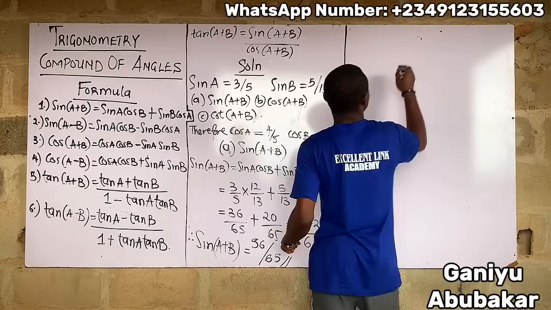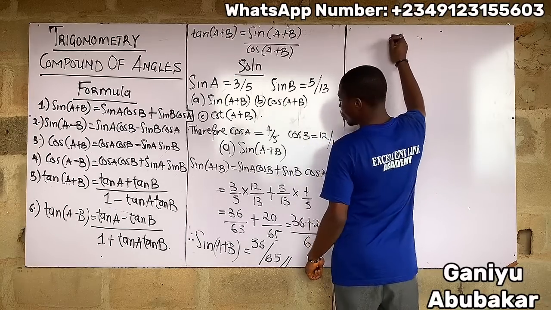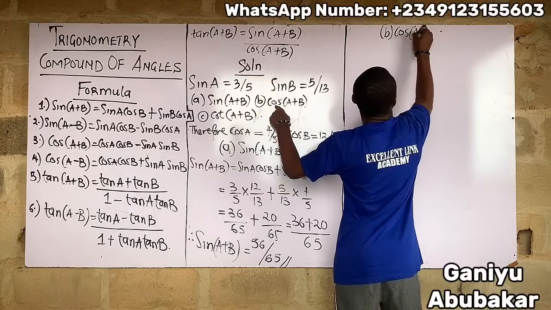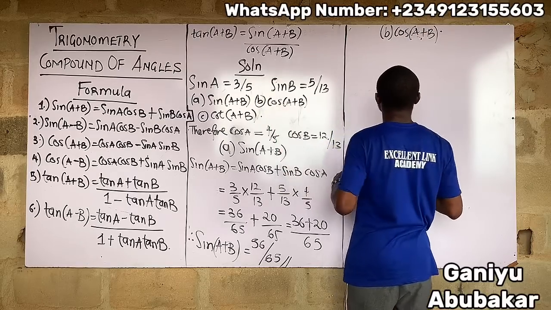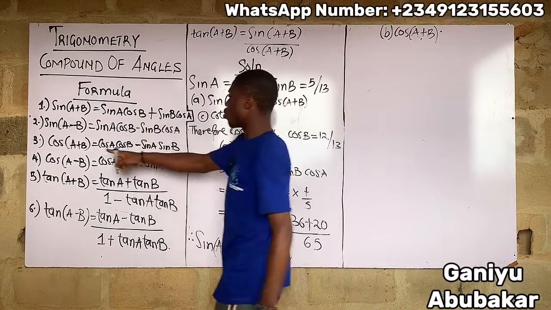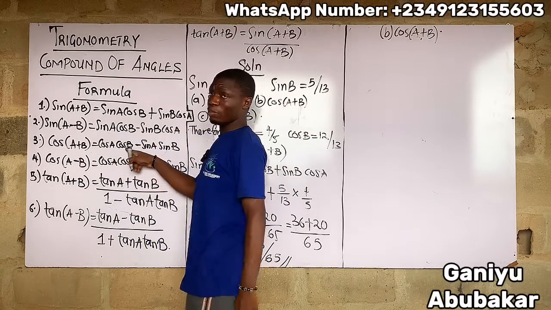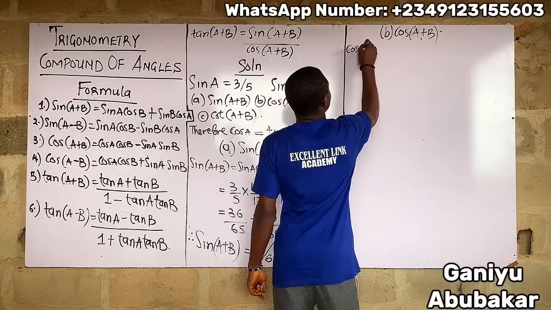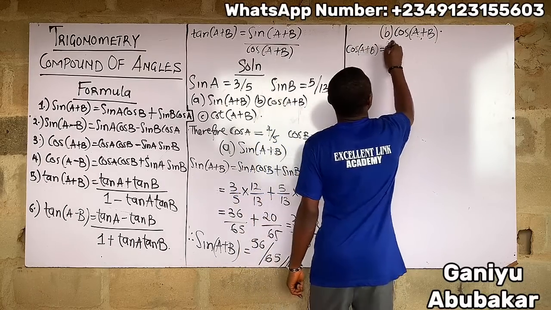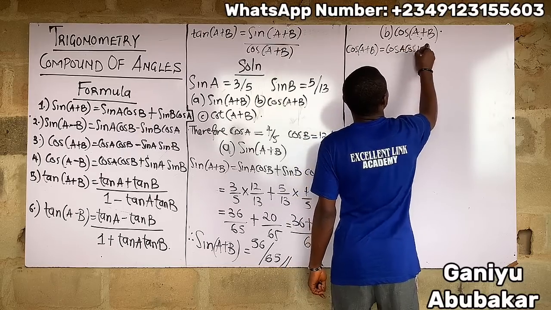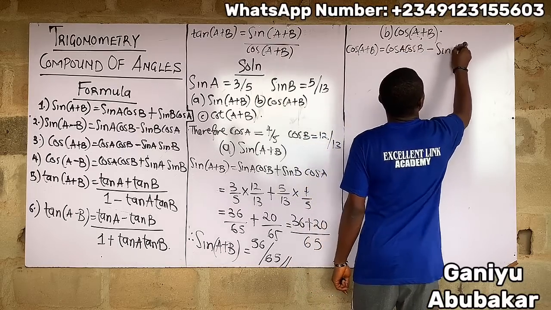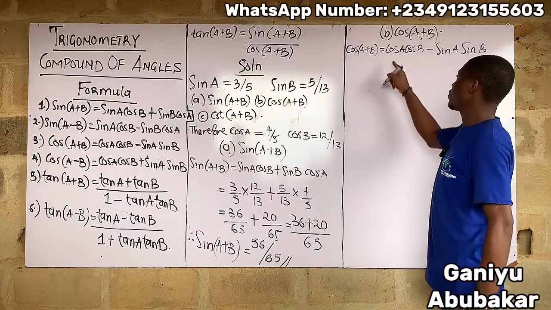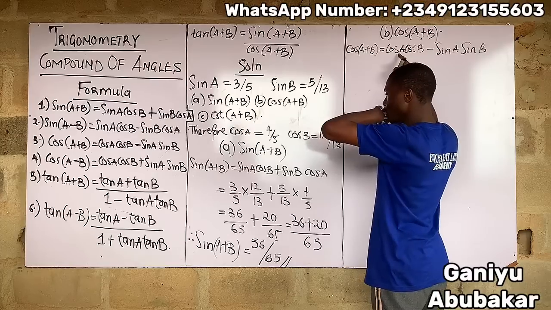So for question B, what's the value there? That's cos of A plus B. For my cos A plus B, we said cos A plus B is cos A cos B minus sine A sine B. So I have that cos A plus B gives cos A cos B minus sine A sine B. True or false? True. Let's put in the values. What's cos A? Please check. What's cos A there?